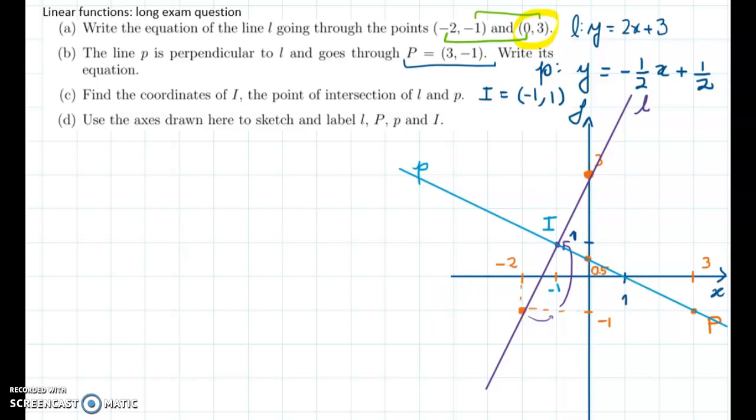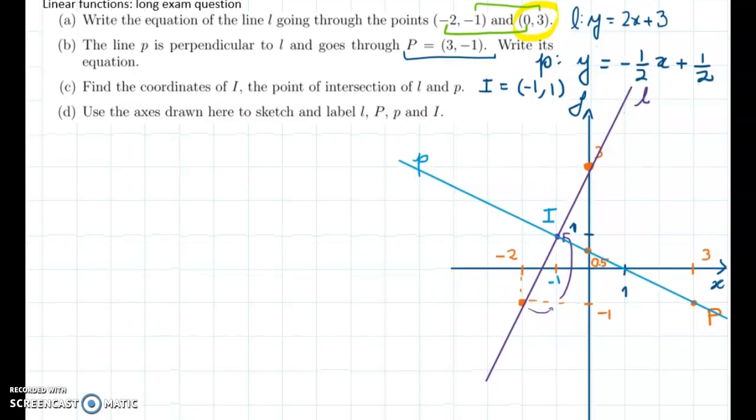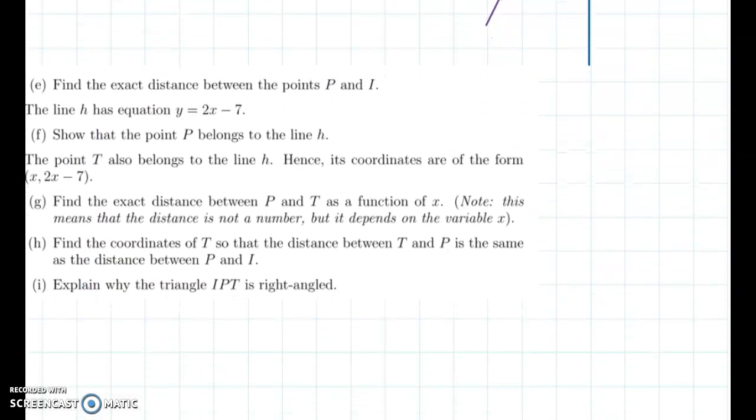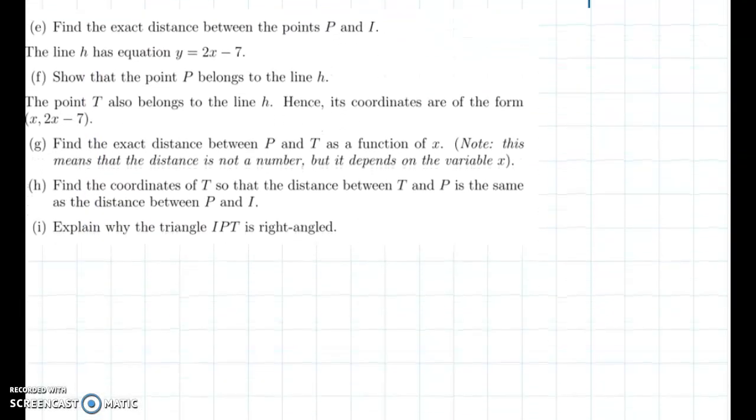Okay, the question continues. Let me scroll down to show you what were the remaining parts. This video is finishing here, but I want you to stop it and keep going on your own to try to solve parts E, F, G, H, and I. And of course, you will ask me if you have questions.